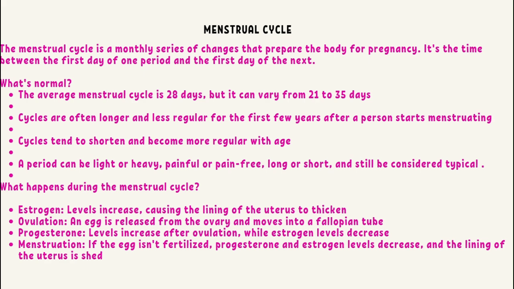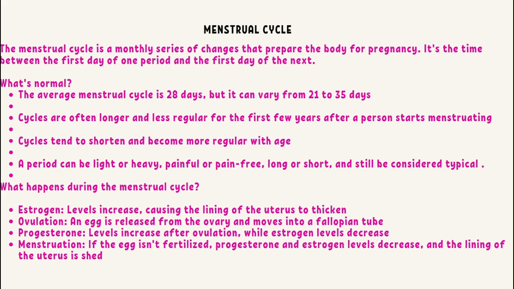About period cramps. It's normalized as if it's nothing, at least in today's society. So what happens during the menstrual cycle? Once you're talking about the menstrual cycle, two very important hormones you have to talk about are estrogen and progesterone.